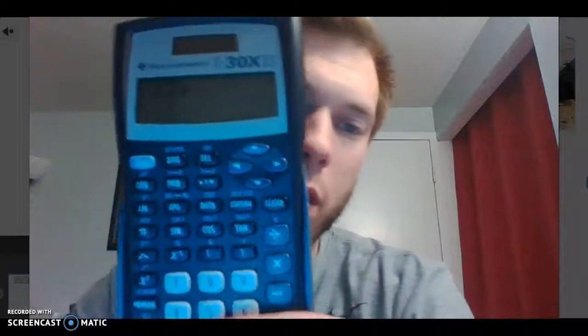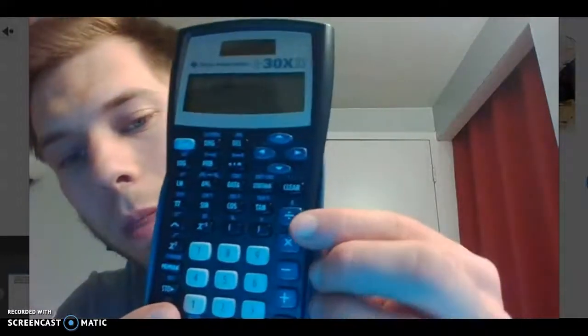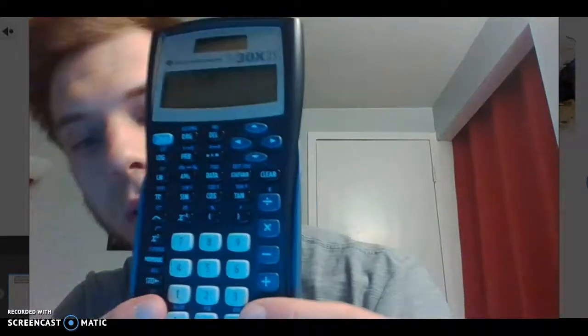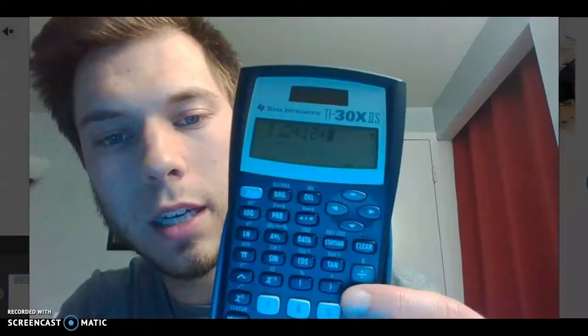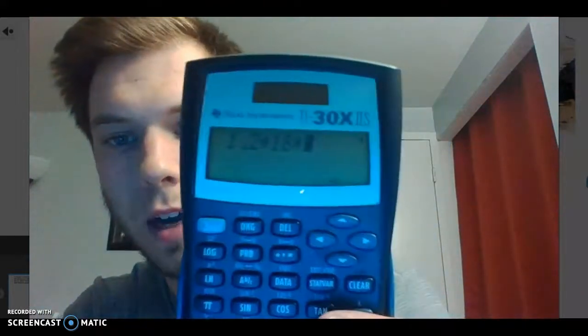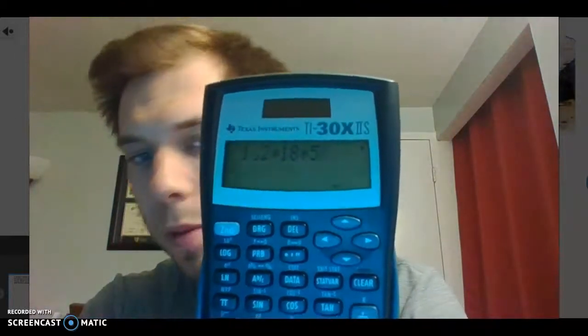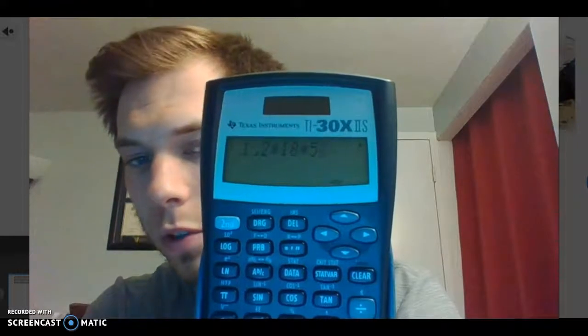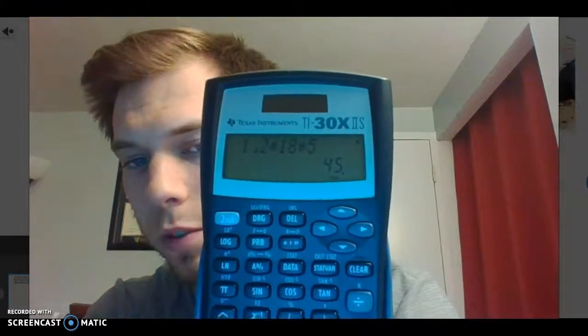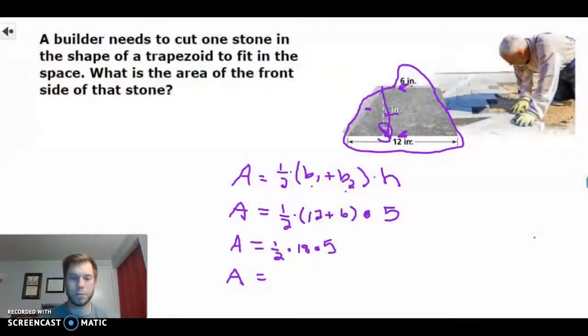So there's our 1/2. Hit multiply. We're going to type in 18. So there's 18. Go ahead and hit the multiplication sign again. We'll type in the 5. So you should have 1/2 multiplied by 18 multiplied by 5. Once you have that, you may hit enter. You will get 45 as your answer.